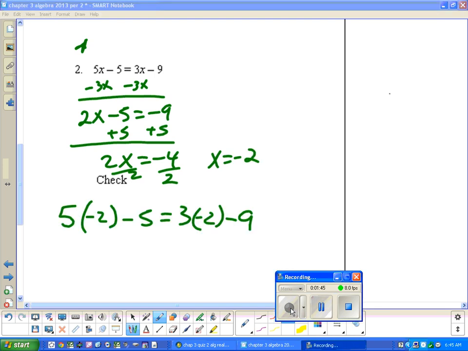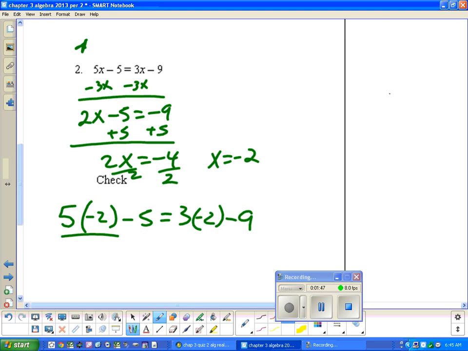Now we're going to check it. 5 times negative 2 is negative 10 minus 5. Does that equal 3 times negative 2, which is negative 6 minus 9? Now be careful here. Negative 15 equals a negative 6. Add the opposite of negative 9, or of positive 9, and you get negative 15, and it checks.